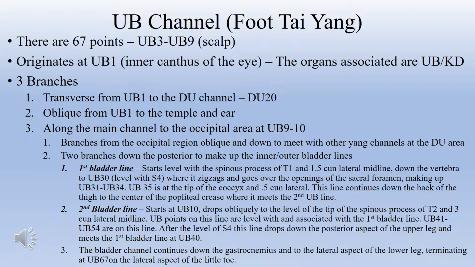After the level of S4, this line drops down the posterior aspect of the upper leg and meets the first bladder line at UB40. The bladder channel continues down the gastrocnemius and to the lateral aspect of the lower leg, terminating at UB67 on the lateral aspect of the little toe.